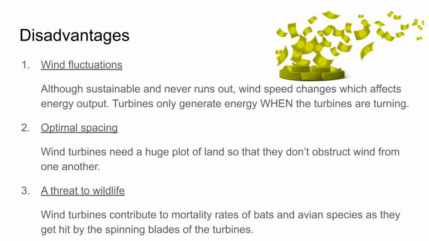Lastly, wind turbines are a threat to wildlife. With the length of the blades of the wind turbines, followed by the fact that there are multiple of them around, it is easy for flying animals to fly through the wind turbine farm and get hit by the blades. This contributes to the mortality rates of avians and bats. Next, I will recommend some ways of use of wind energy and to improve efficiency of wind energy generation.